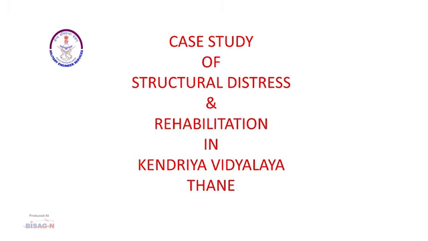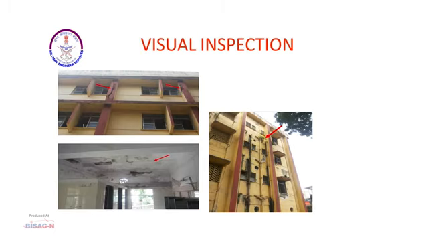A case study of Kendriya Vidyalaya needs to be discussed here, which will tell us how a rehabilitation case should be assessed by the engineer and how it needs to be finalized. While doing the visual inspection of this KV building, you can see there are cracks in columns to the tune of 3 to 4 inches.